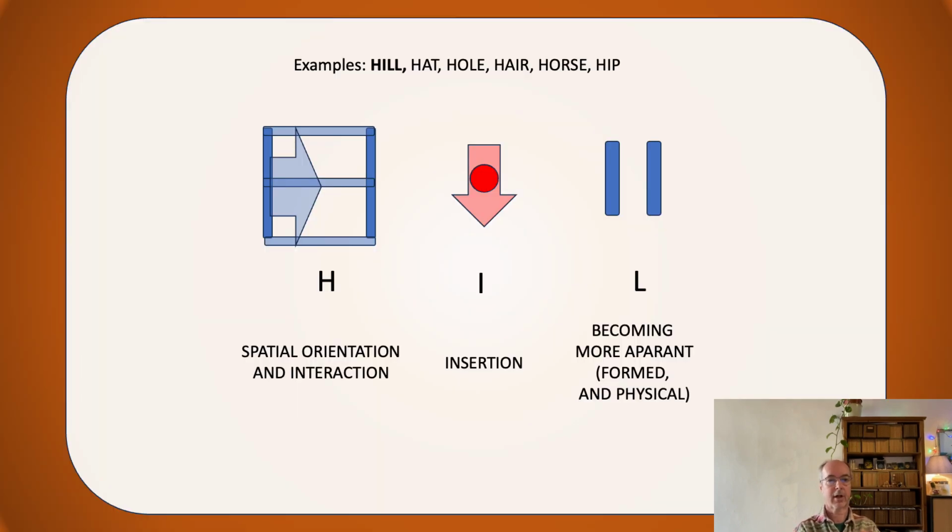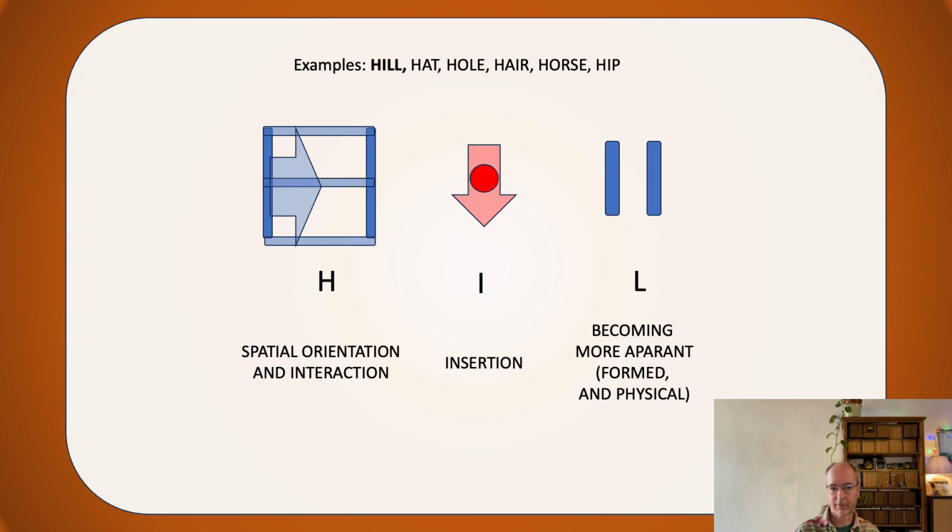First, I will give you some examples: hill, hat, hole, hair, horse and hip. The H is like a complete spatial orientation. That's the complete space or surrounding that we have as orientation, and there we will find all the other letters that are involved in it, and we will show which space will be the active space, where the activity takes place that we are directing upon.